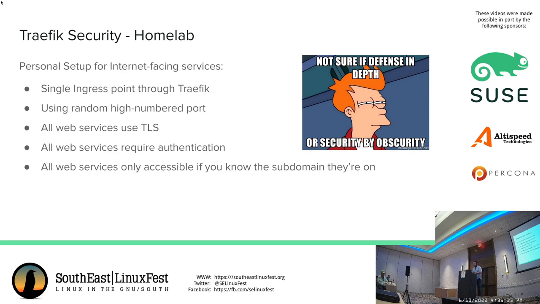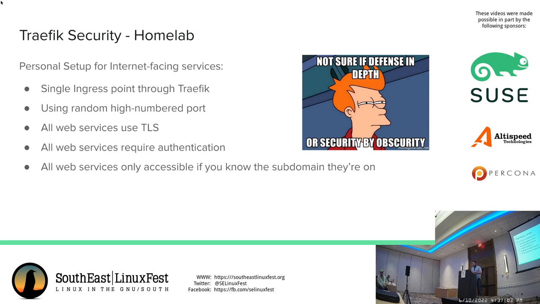I checked my Traefik access logs for the previous week while writing this presentation. The only accesses that I wasn't sure were me were from a known public internet scan service called census.io, which I actually mentioned back in the certificate transparency section. All web services coming in that are accessible externally are using HTTPS. There's authentication, and they use a specific subdomain that you have to know to get in.